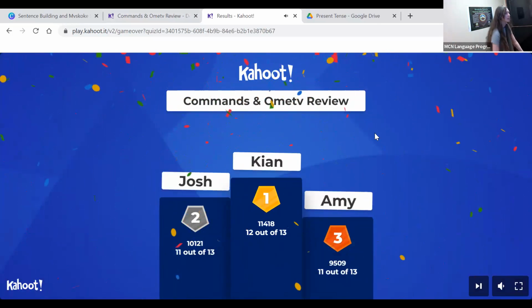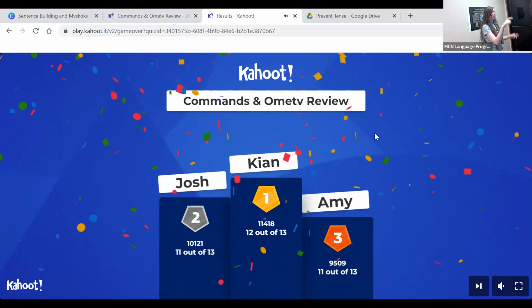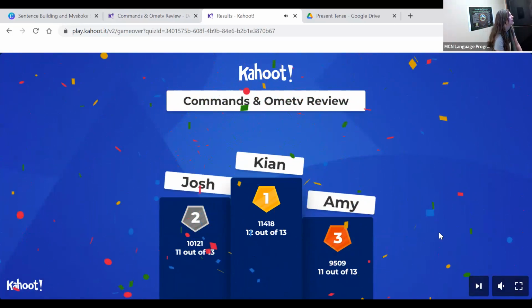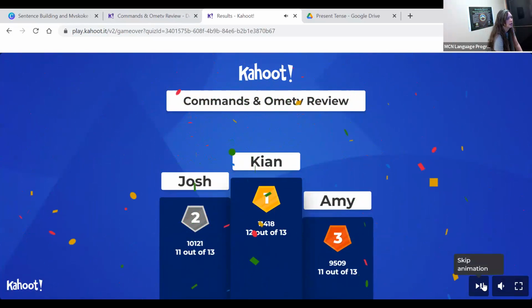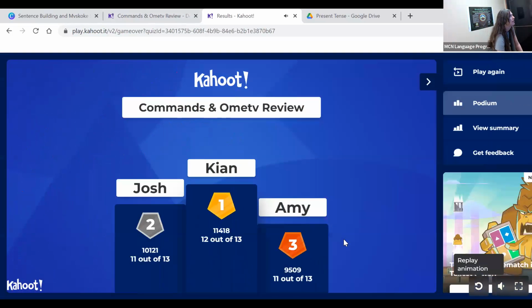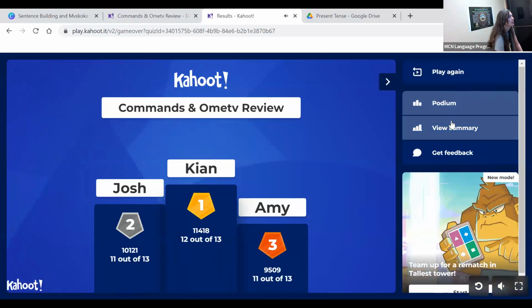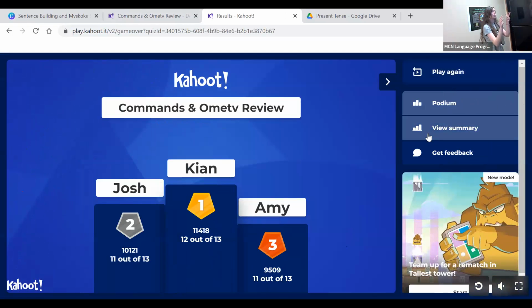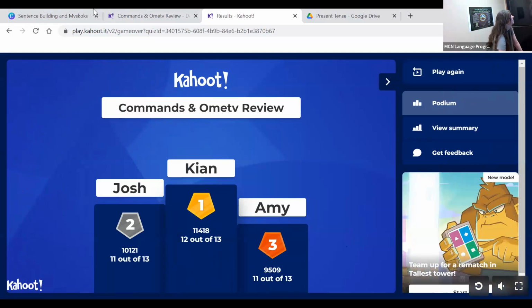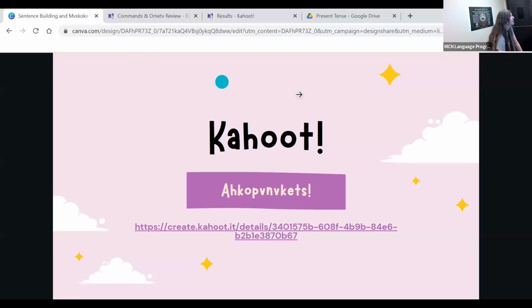And then usually after this too, it'll also give like a little overview. It'll show us our overview. I think, yeah, view summary, we could look over to see percentage of everything. So it's a pretty cool thing, just pretty fun. If you guys ever want to try it, it's free.